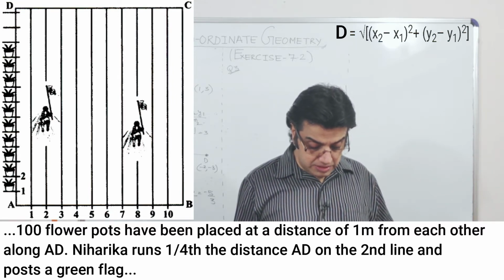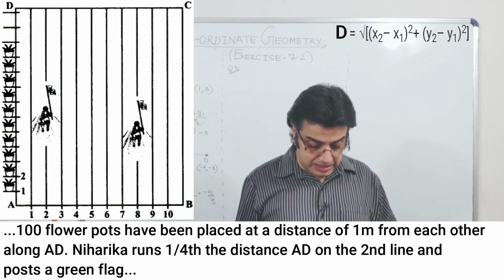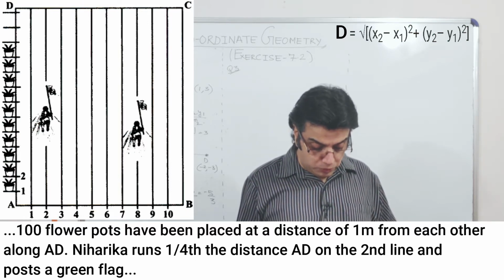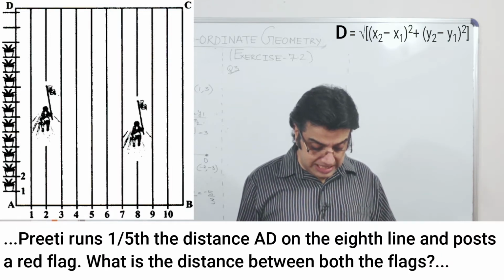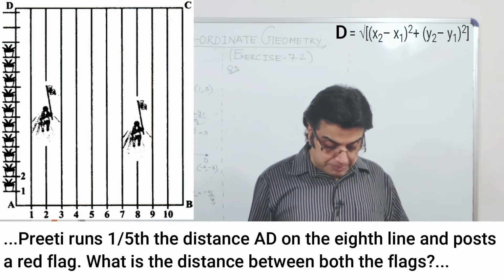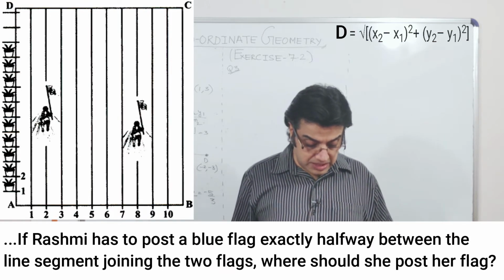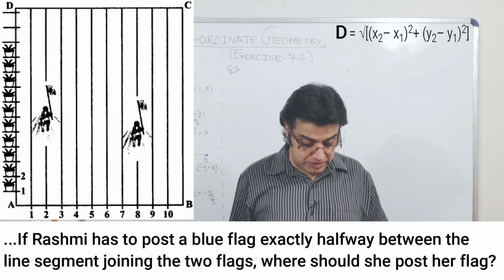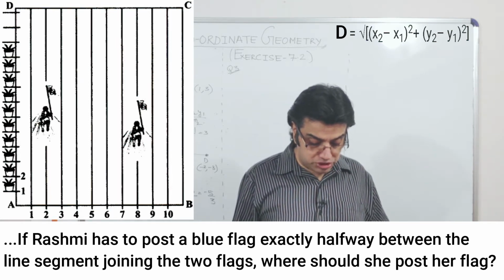on the second line and posts a green flag. Preeti runs 1/5 of the distance AD on the 8th line and posts a red flag. What is the distance between both the flags? If Rashmi has to post a blue flag exactly halfway between the line segment joining the two flags, where should she post her flag?